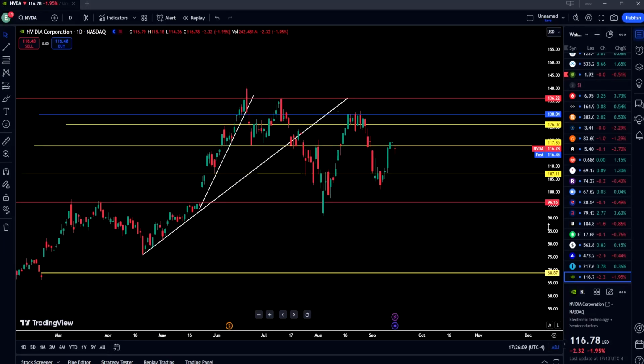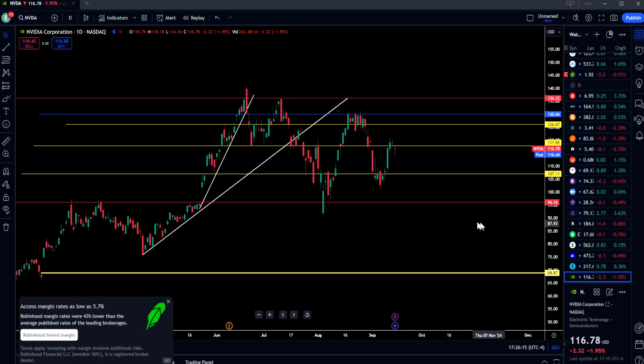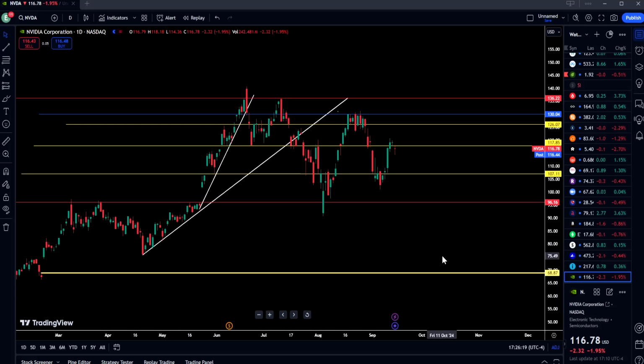On Nvidia, the stock is down 1.95%. It was down even more early in the morning, more like 4.5%, 4%. And then we saw some recovery right here on Nvidia stock, went back up, but again under 117.85. To make things easier, I would say 118. So we need to get over 118. Nvidia needs to stay over 118 to make more progress back up to the upside.